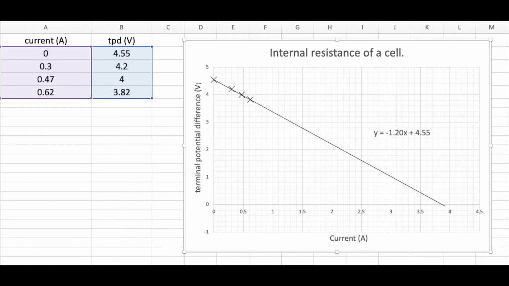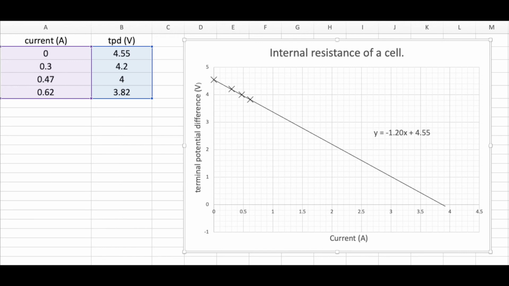And the maximum current we could get from this battery pack, well, I extended my current axis up to 4.5 amps. And you can see that the line cuts the x-axis at about 3.8 amps. Now, you could have found that as well by substituting 0 in for y on the equation of the line. You would get 3.8 if you did that as well. But that's the maximum short circuit current from the battery. You couldn't get a current of any more than that from that battery because of its internal resistance. If you work out I equals V over R and do 4.55 over 1.2, you'll get 3.8 amps.